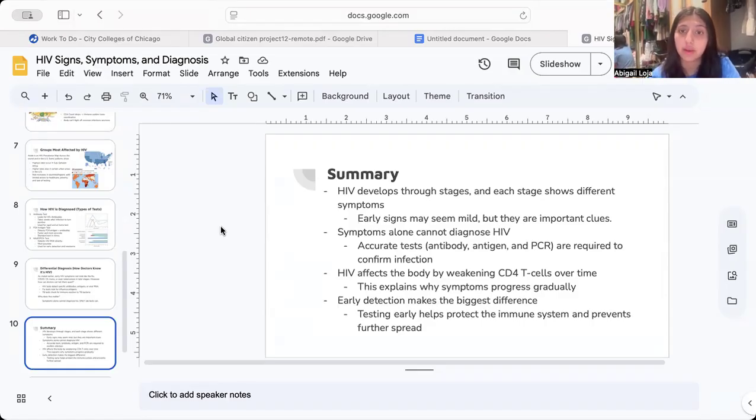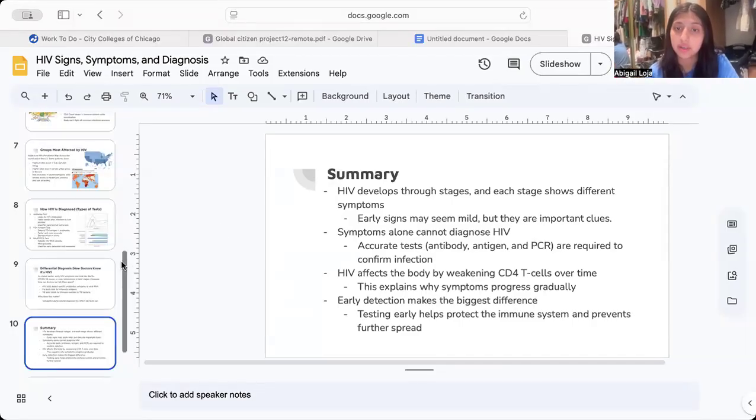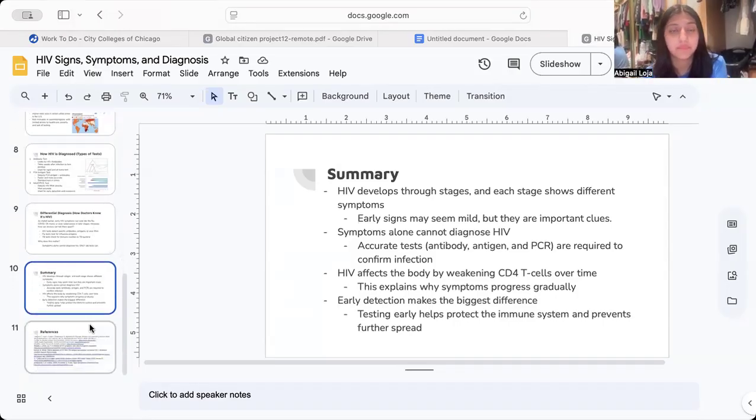HIV affects the body by weakening CD4 T cells over time. This explains why symptoms progress gradually, and early detection makes the biggest difference. So testing early helps protect the immune system and prevents further spread.